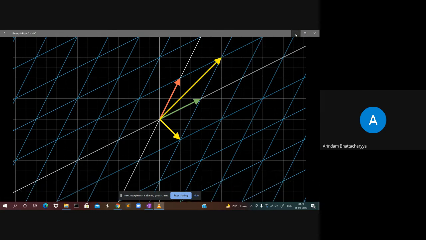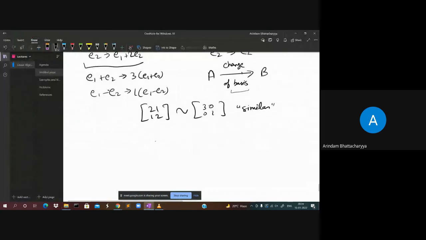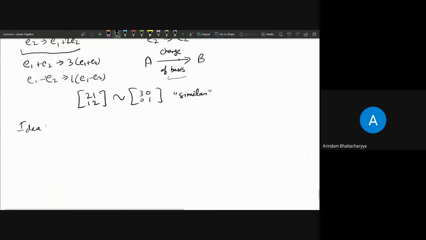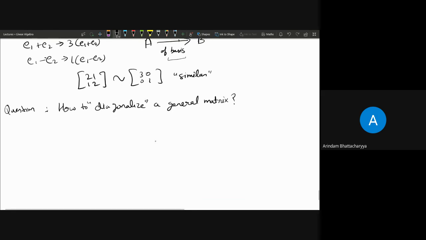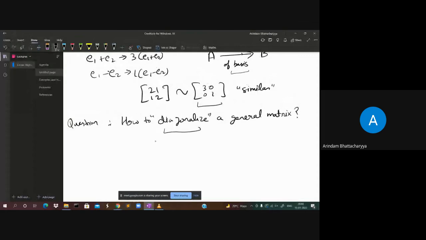Right. So by diagonalize, I mean find a matrix which is similar and which is diagonal, because diagonal matrices are easier to compute. Yeah, that's it. Any questions?